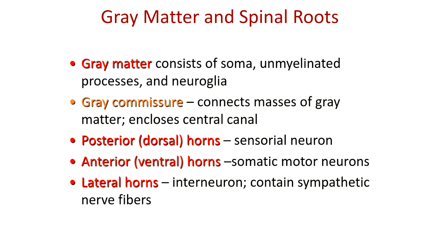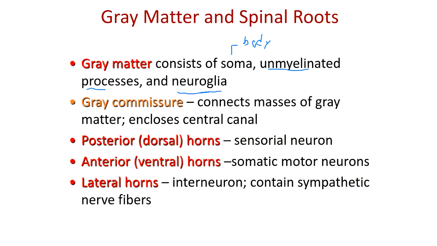Okay, so let's talk a little bit about gray matter. So the gray matter consists of the soma, or the cell body, unmyelinated axons. Again, the myelinated axons are this white lipid. They appear white. So if you're unmyelinated, there is no color. Okay, it's just a gray color. And the neuroglia, the supporting cells. Gray commissure, let's not worry about that.